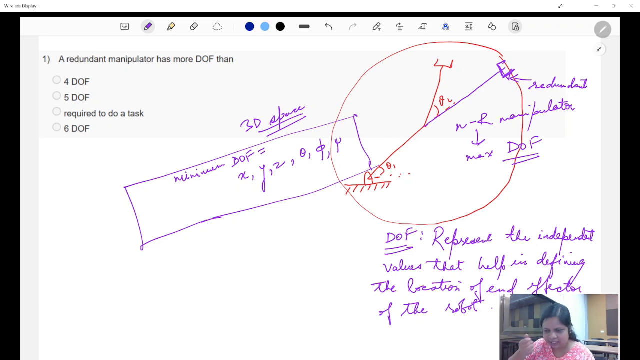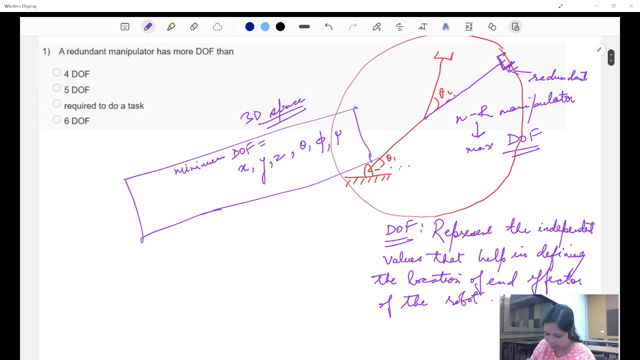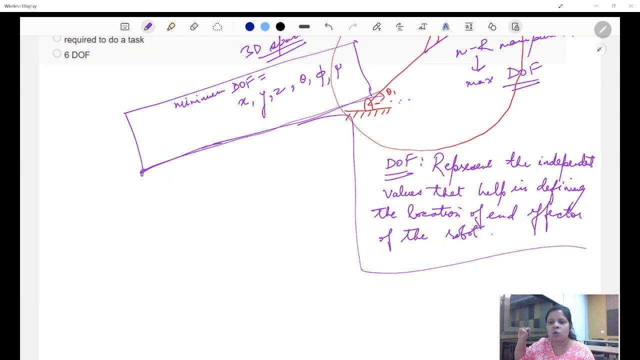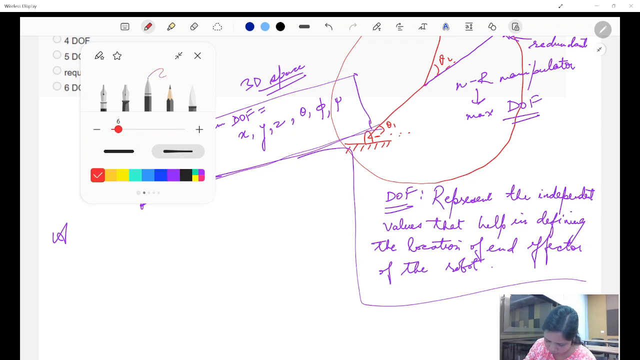So I think when you say 6, you are correct, because in this question it is more than 6, so it would be correct if you say 6. I hope this is clear. And these are the 6 degrees of freedom that we need, the minimum degrees of freedom to reach somewhere in the 3D environment around us, right? Now, let's talk about the redundant manipulator first.